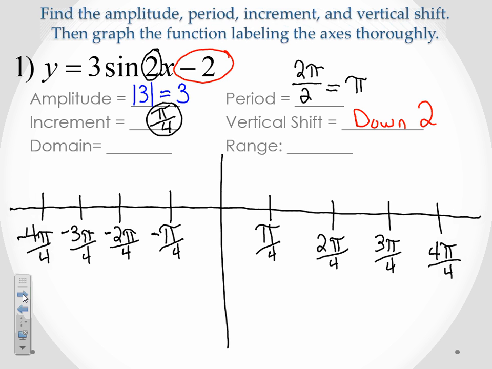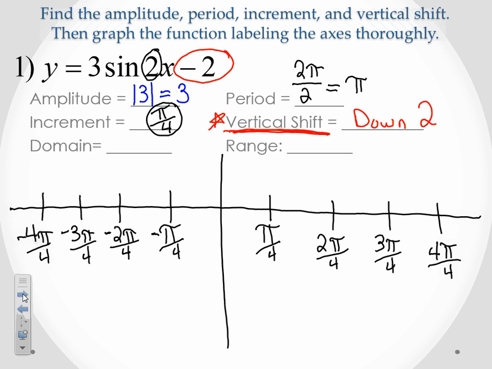Now we can start going. But this is a little bit different, ladies and gentlemen. We're not going to start with the amplitude. First thing we have to start with now is our vertical shift. Has to be done first.